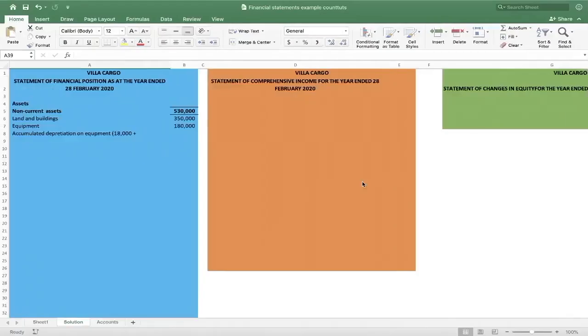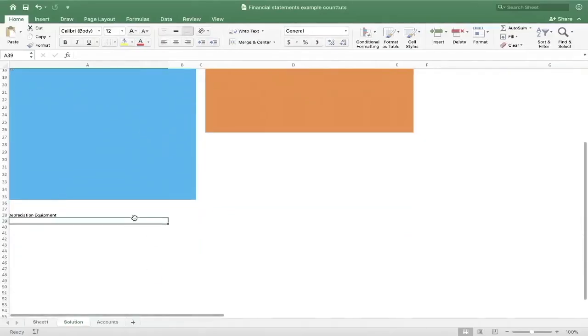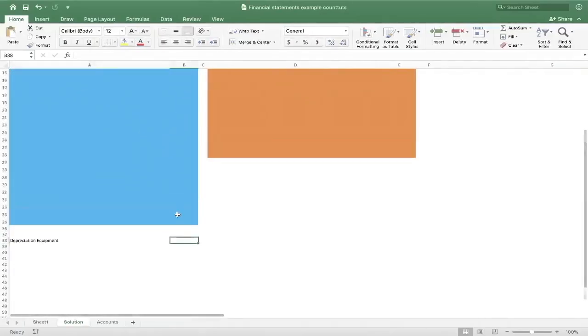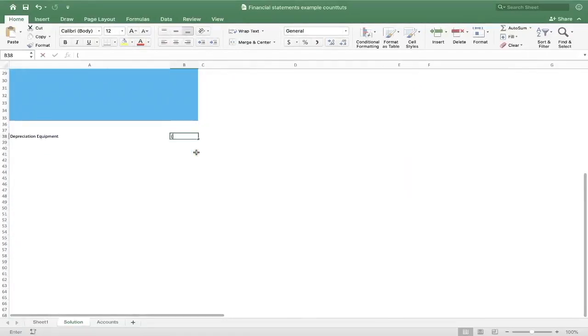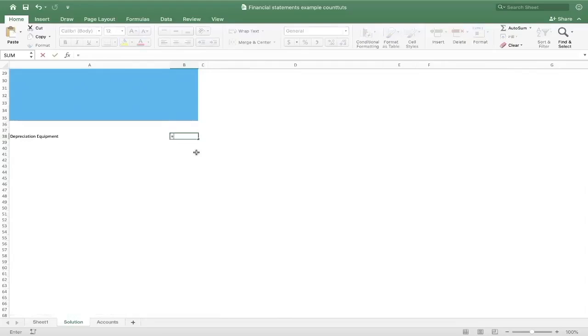Since it's the diminishing balance method, here's how we'll calculate it. We're going to take the cost of the equipment, which is the 180,000 Rand, which we're given in the pre-adjustment trial balance. So I'm going to say equals 180,000 Rand. And since it's the diminishing balance method, we deduct the accumulated depreciation at the beginning of the period, which is 18,000 Rand. And then we multiply that by 20%. Remember, we're told that the equipment depreciates at 20%. So I'm going to put 0.20, which is the same as 20%.